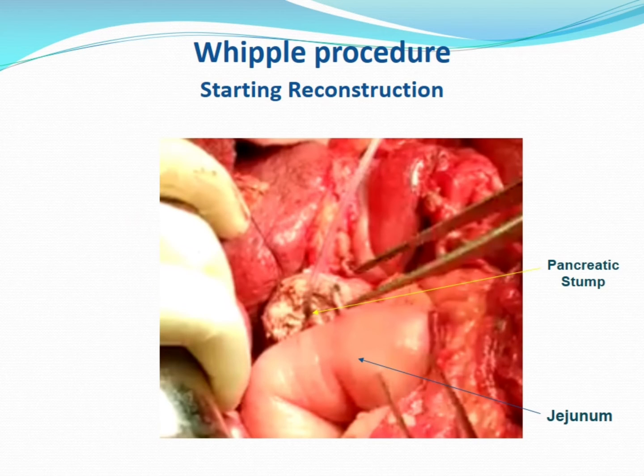This is an operative picture during pancreaticoduodenectomy, starting reconstruction with pancreaticojejunostomy. This is the pancreatic stump here. This is the pancreatic duct here. This is the loop of the jejunum, ready for reconstruction. This is the stump of the jejunal loop. This is the loop for reconstruction. The reconstruction started with pancreaticojejunostomy, end-to-side anastomosis.